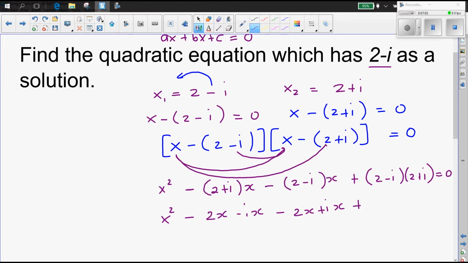So you can FOIL out, and you would get 2 times 2 will give you 4 if you multiply the first terms. But you would notice that the next two terms cancel each other out, because I have plus 2i minus 2i, which gives me 0. And then when I multiply my last term, I have minus i squared, which will equal 0.